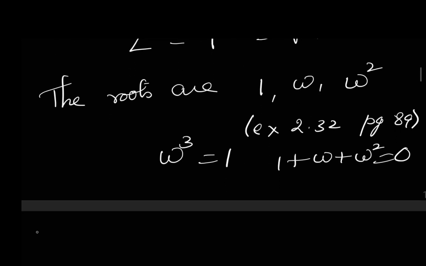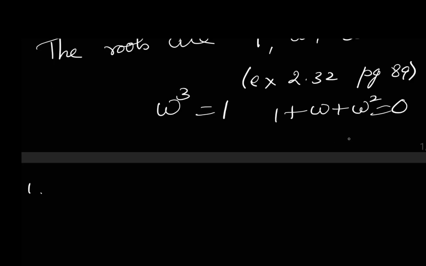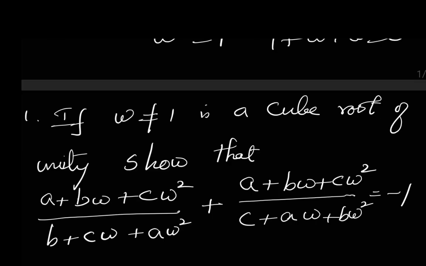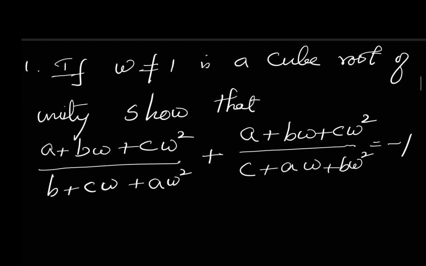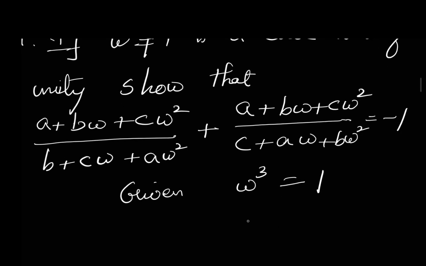Using this concept we are going to do the first sum in this exercise. See the first sum in the exercise. If omega not equal to 1 is a cube root of unity, show that this fraction plus this fraction is equal to minus 1. Given here, omega is a cube root of unity, that is omega cube is equal to 1. And also one more result we have, 1 plus omega plus omega squared is equal to 0. These two we are going to use in this sum.